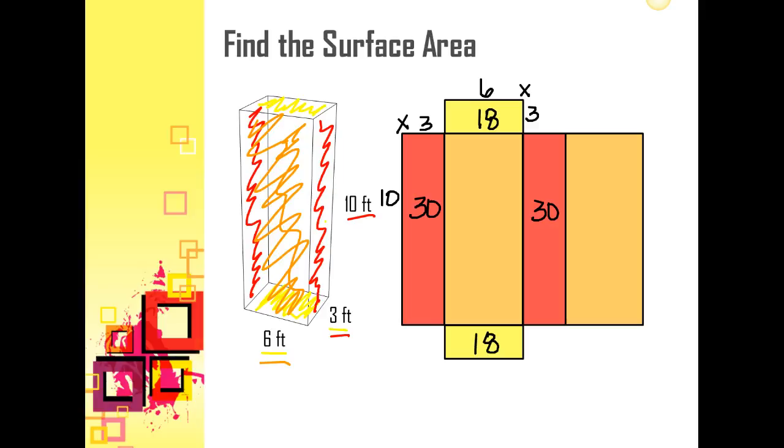We will add these to our net, then multiply 6 times 10 to get an area of 60 feet squared. Then, to find the total surface area, we need to add up all the pieces. You can do this in multiple ways, but no matter how you go about it, you'll end up with a total surface area of 216 feet squared.